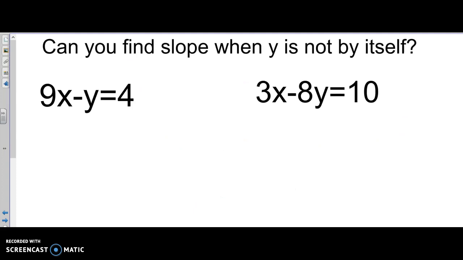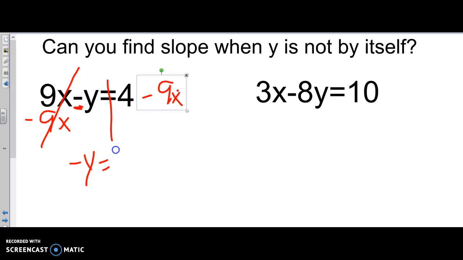Next. Now, you cannot find slope if y is not by itself. If this equation does not say y equals, you cannot automatically say my slope is 9. You cannot say your slope is 3 because it's not in y equals. So you ask yourself, what's on the same side as y? So it's a positive 9x, so I'm going to subtract 9x here, subtract 9x here. This cancels out. I have to bring down what I have left, and don't forget this negative sign. So that's -y equals 4 minus 9x.